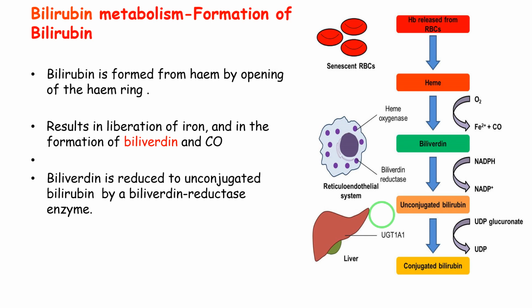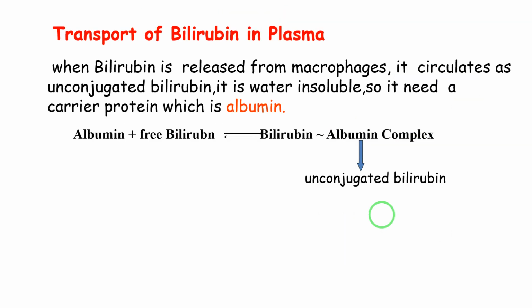Why do we need this process of carrying the unconjugated bilirubin to the liver for conjugation? Because it cannot be removed from the body without conjugation. So the aim of conjugation is to make it into a form that can be excreted from the body. The unconjugated bilirubin binds to albumin, forms a bilirubin-albumin complex, and is transported to the liver.